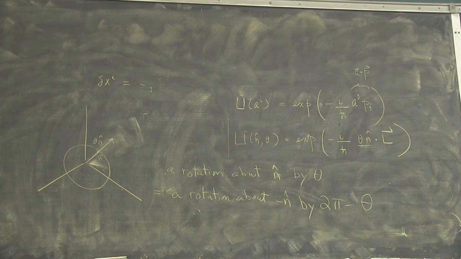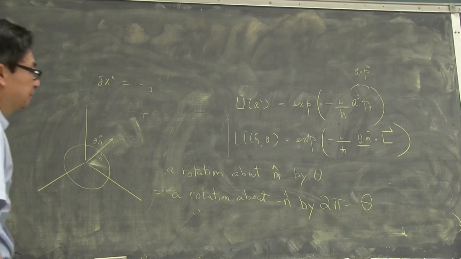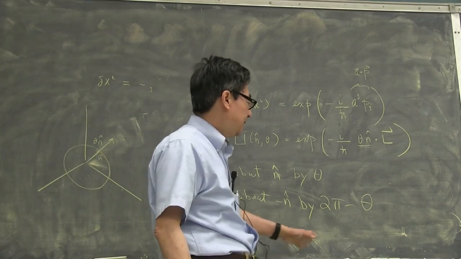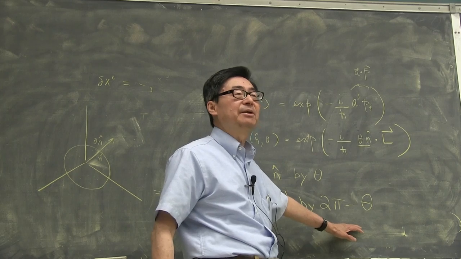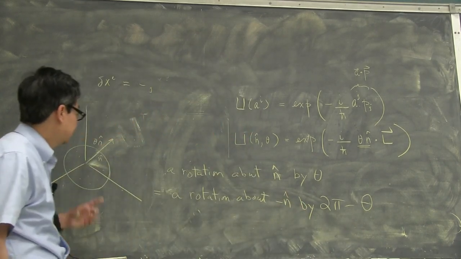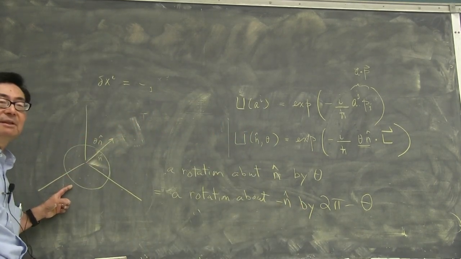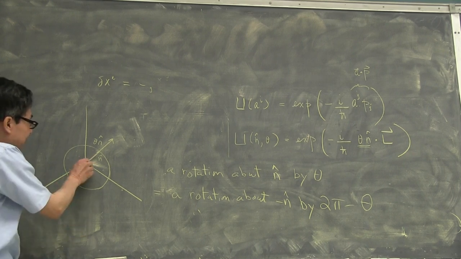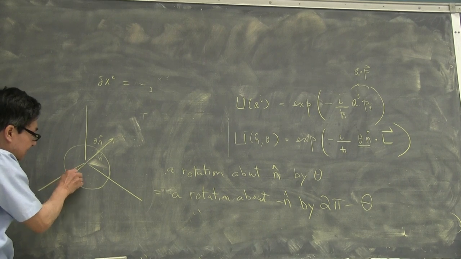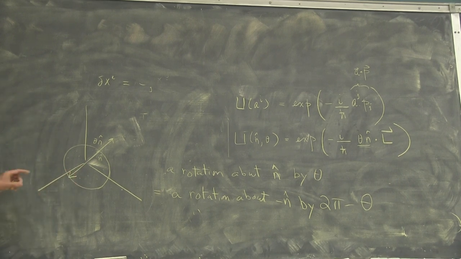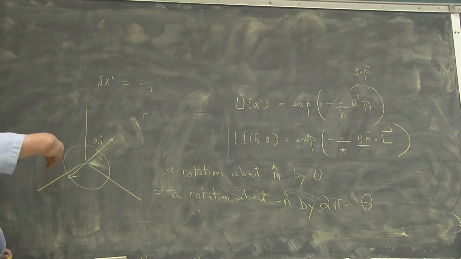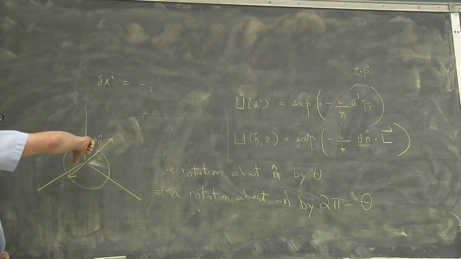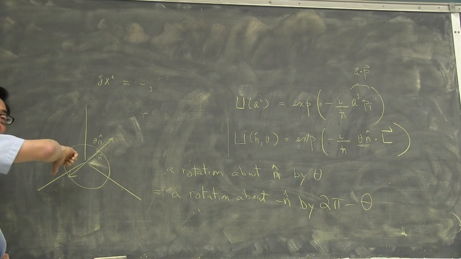So you actually don't need to go from 0 to 2 pi. You just need to go from 0 to pi. The rotation angles that are bigger than pi can be represented by some rotation about the axis minus n instead. So it's on the opposite side. So you draw a vector that's like this. Okay? A rotation by theta about this axis is equal to a rotation in a right-handed sense about this direction by an angle 2 pi minus theta. Okay?